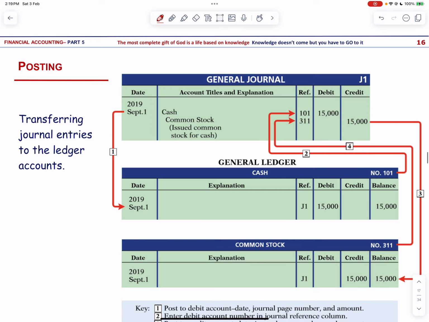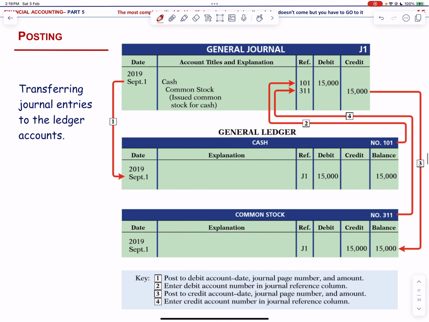Now let me explain how we record from the journal into the ledger. You can see we have the date first of all. Depending upon whether it is a debit or a credit, we have the date, that is 21st of September 2019, and we are having a cash account.